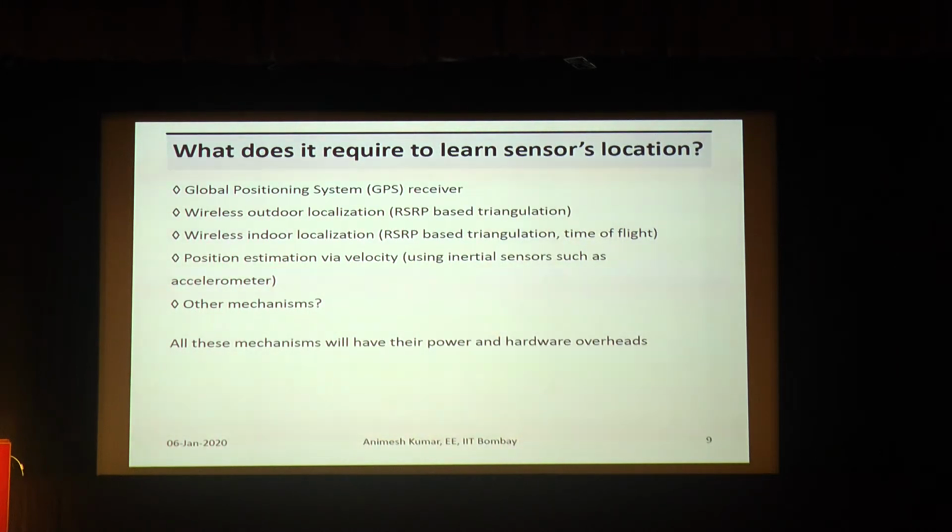But all said and done, all these mechanisms will have their power and hardware overheads. They also have limitations. For example, a GPS receiver will not work indoors, will not work in tunnels, will not work in a dense urban environment, and so on. If we want accurate location information, then we have to significantly increase the cost of the GPS receiver also, which, by the way, has been coming down as technology has been evolving.